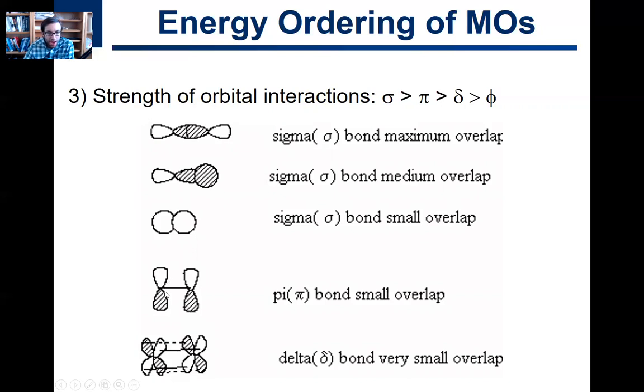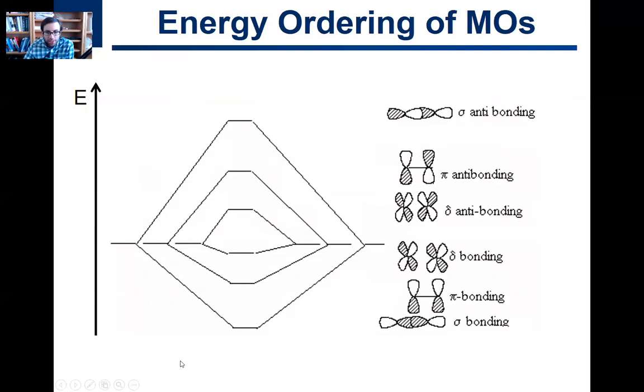Then you go down to a pi bond, and that's going to have smaller overlap, and a delta bond, and lastly, a phi bond would have even weaker overlap. So what this looks like, right, is if we have a generic sigma bond, that's going to be the most stable energy, and the corresponding antibond is going to be the least stable, because that's very strong destructive interference.